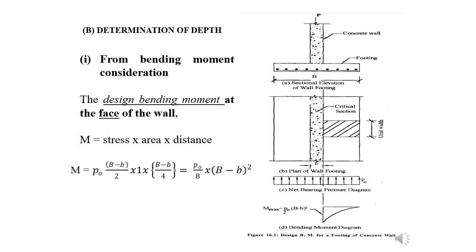Distance means what? (B minus b)/2 is the total length from here to here. But if you take the moment along the face, it is ((B minus b)/2)/2, which equals (B minus b)/4. So this will be the distance. The total moment will be p0/8 into (B minus b) whole square. Here, actually, it is a typing mistake. P0 by 8 will be there, not p0 by 2. This 2 will not be there. P0/8 into (B minus b) squared. So this is the maximum bending moment.